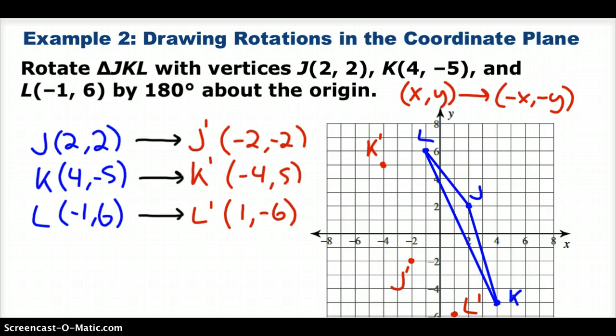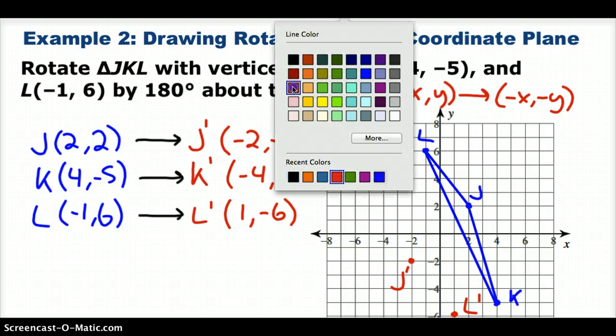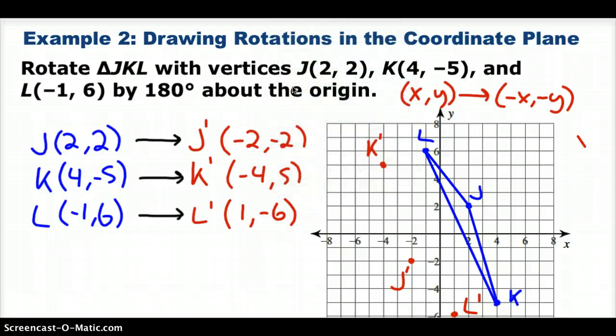Again, I'll carefully connect the vertices, making this really pretty simple. Now you can see that I have graphed my 180 degree rotation. I have my blue pre-image and my red image. Let's take a look at one more example with a different degree of rotation.